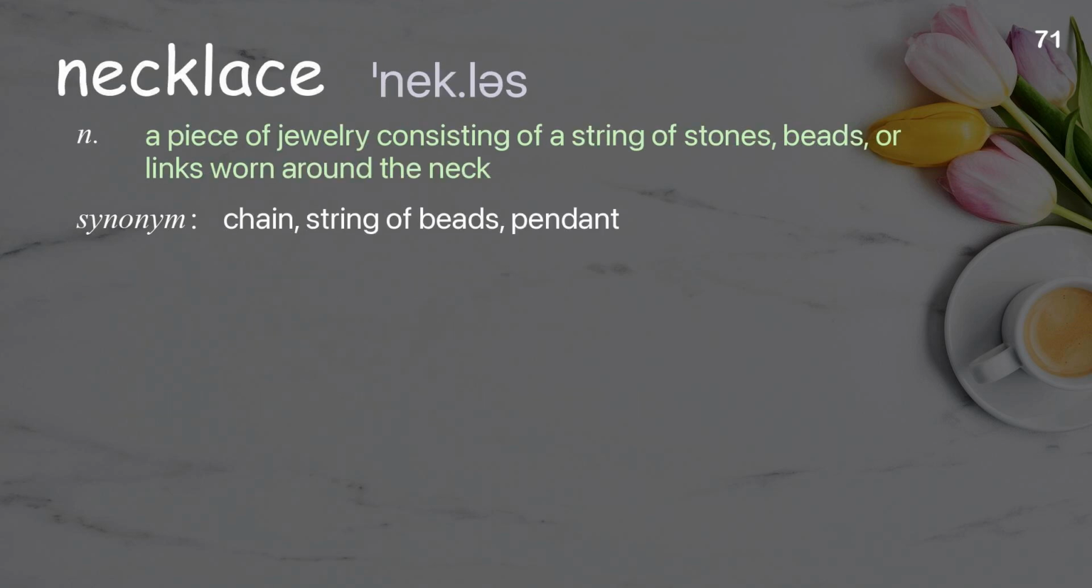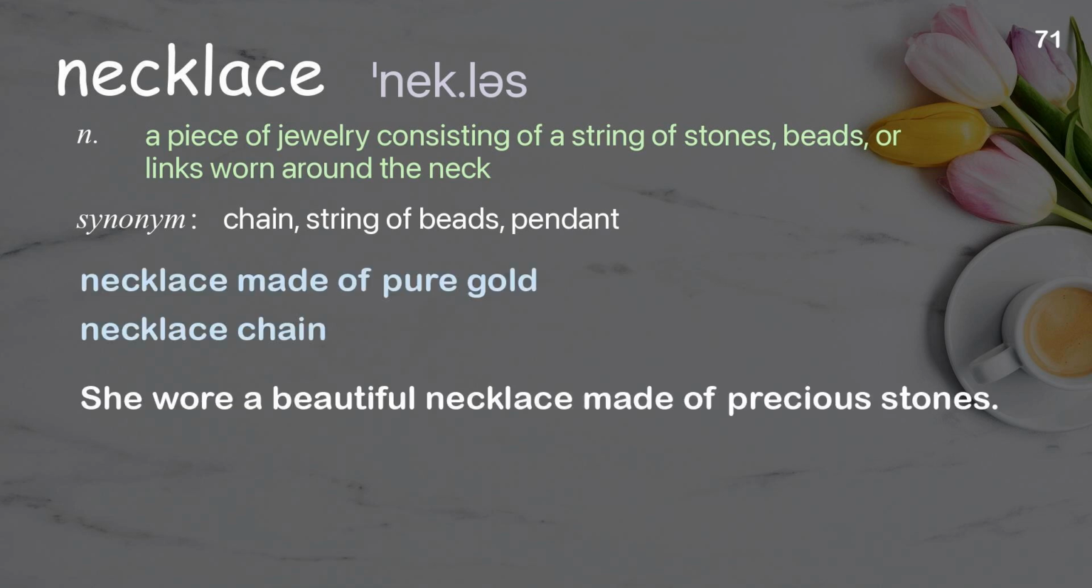Necklace. A piece of jewelry consisting of a string of stones, beads, or links worn around the neck. Examples: Necklace made of pure gold. Necklace chain. She wore a beautiful necklace made of precious stones.